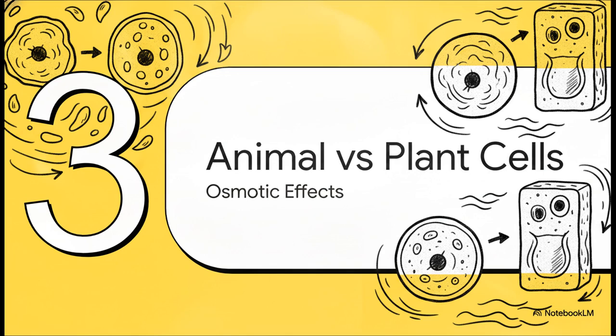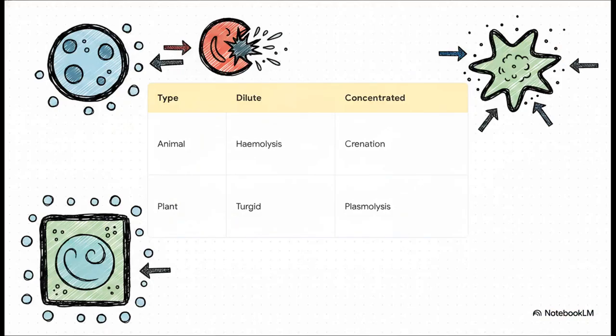Section 3. Animal versus plant cells. Let's put these two cell types side by side in our macro-level cheat sheet. An animal cell completely lacks a rigid outer wall. So, in a dilute solution, meaning high water potential outside, it bursts. That's a process called hemolysis. But in a concentrated, negative potential solution, it shrivels up, which is called crenation. Now check out the plant cell below it. Its rigid outer boundaries actually protect it from bursting, making it nice and firm, or turgid, instead.